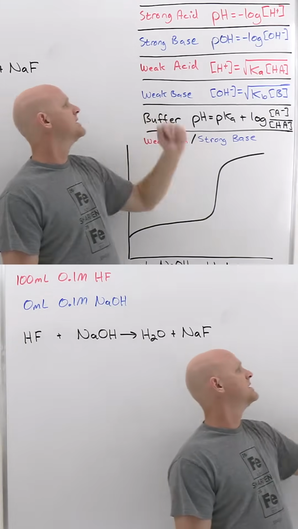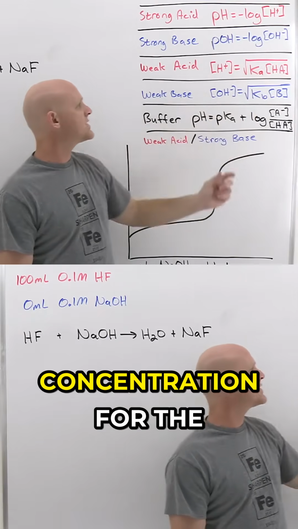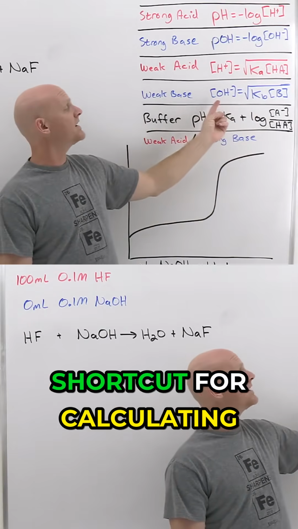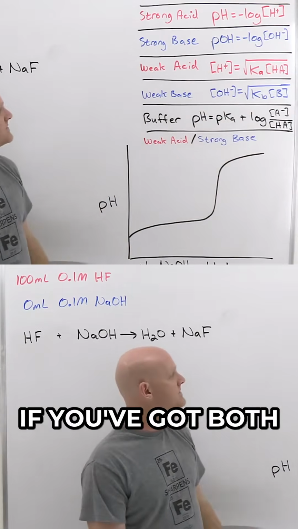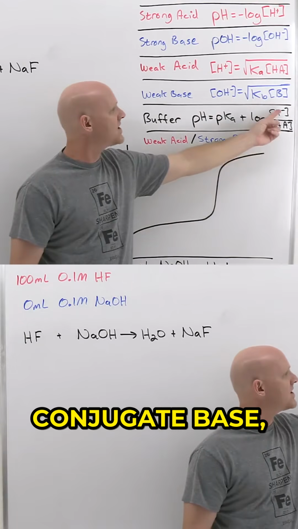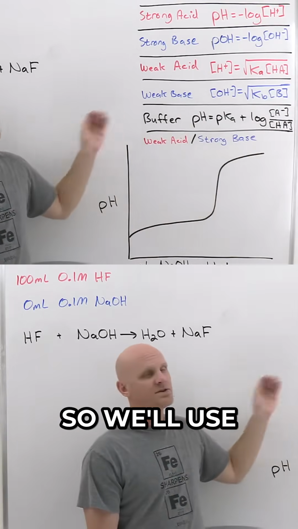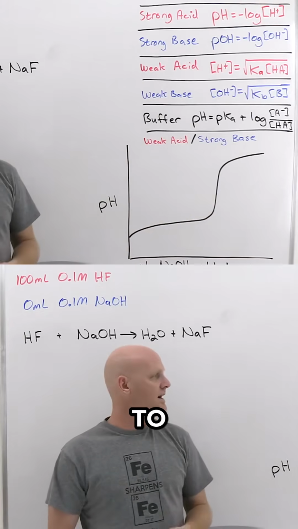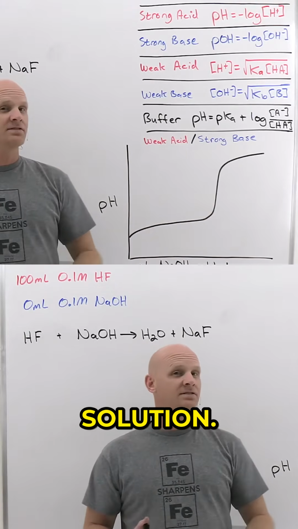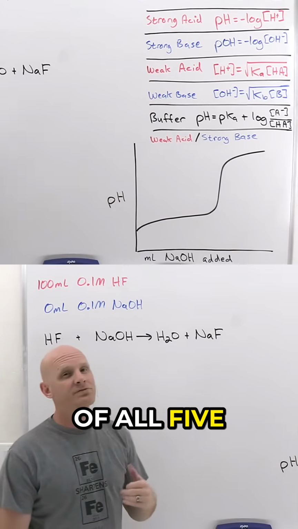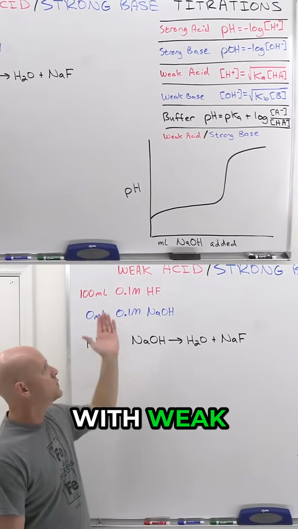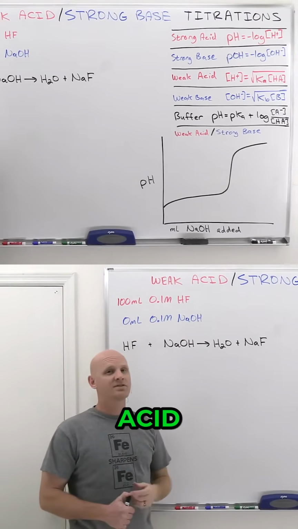For the weak acid, it involves the Ka and the acid concentration. For the weak base, the shortcut for calculating hydroxide involved Kb and the base concentration. And then finally, if you've got both weak acid and conjugate base, we'll use the Henderson-Hasselbalch equation to calculate the pH of that solution. And these are your 5 fundamental types. And we're going to see examples of all 5 of these involved with weak acid, strong base, or weak base, strong acid titrations.